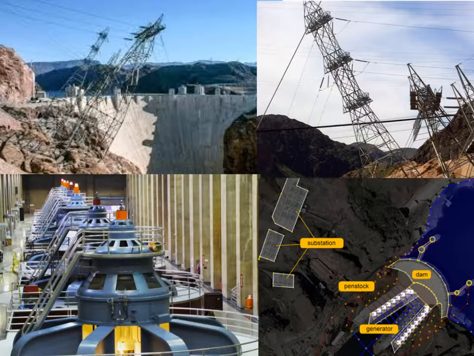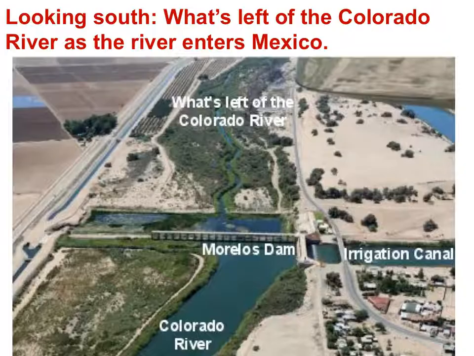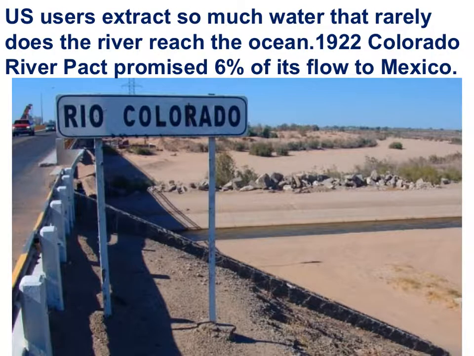And dams on the Colorado River provide hydroelectricity. The Colorado River provides water for irrigation, water for recreation, provides water for growing cities, and provides hydroelectric power. But beyond the last of the 29 dams along the Colorado River, not much water enters Mexico. Mexico, by law, is to be guaranteed 1.5 million acre-feet per year. U.S. users extract so much water that rarely does the river reach the ocean.